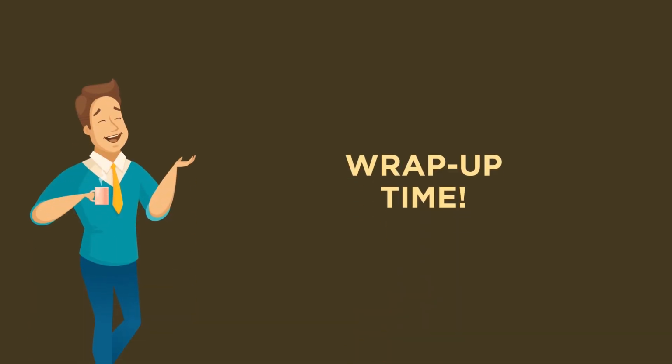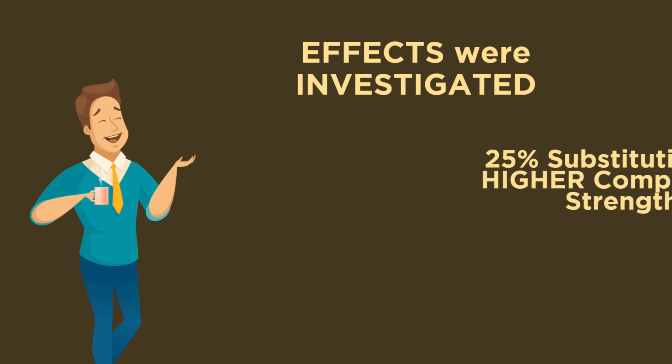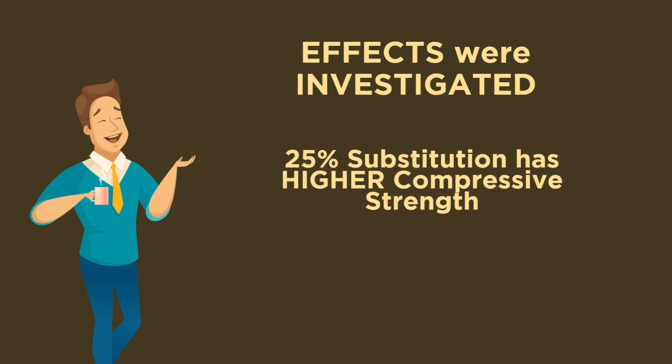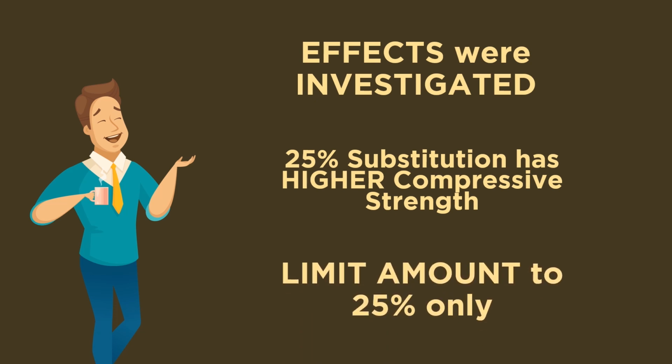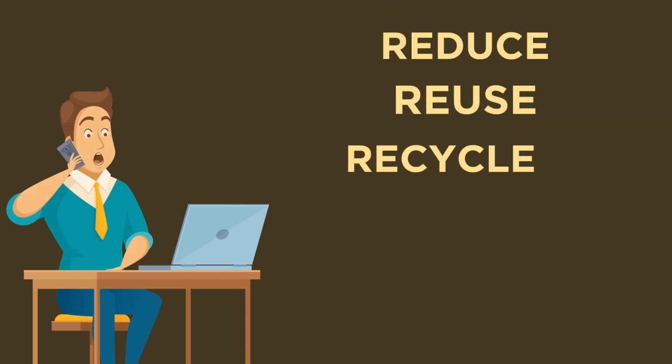Let's wrap this up. The effect of partial substitution of metallic dust waste as a fine aggregate in concrete was investigated in this research. It was found out that after 28-day curing, samples with 25% substitution yielded a higher result. The optimal substitution rate must be kept at the 25% level. Whew. We've learned something new today. Metal wastes can replace sand in an optimal amount, which in a way can help in increasing the strength of concrete. Therefore, we can reduce, reuse, and recycle metallic dust waste.